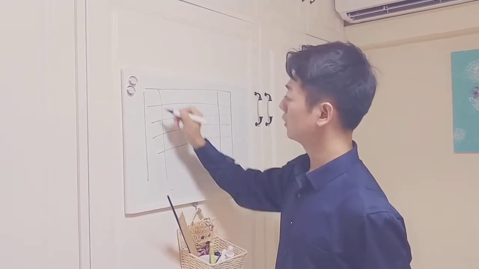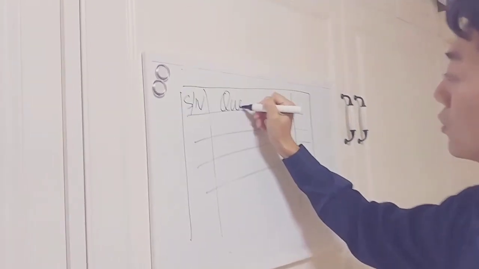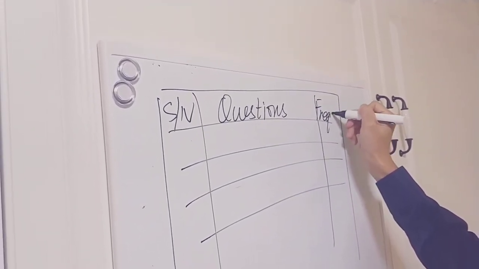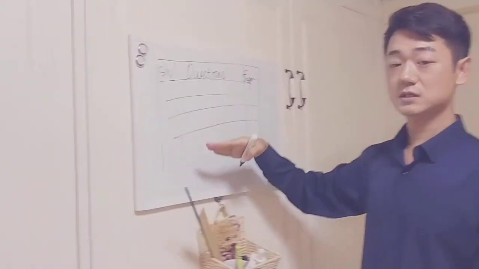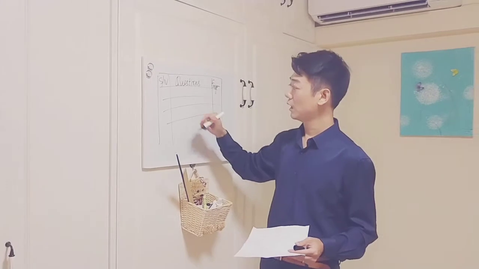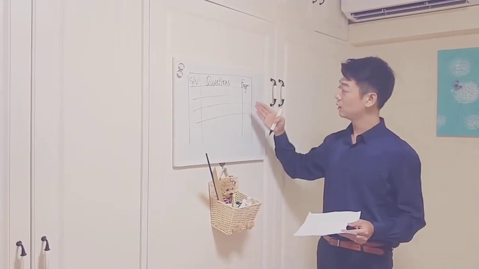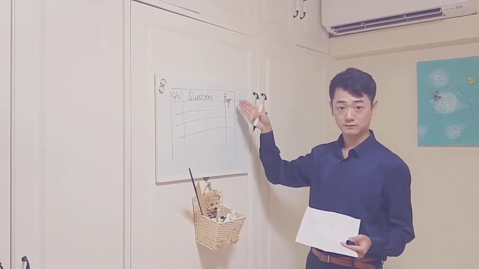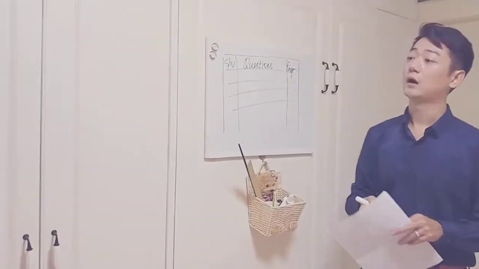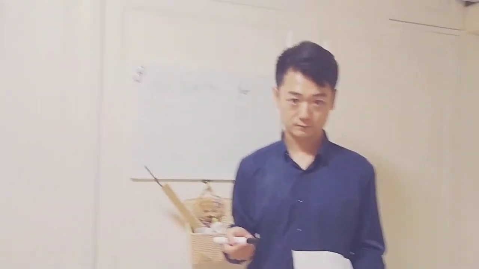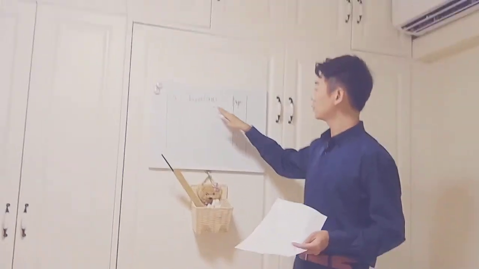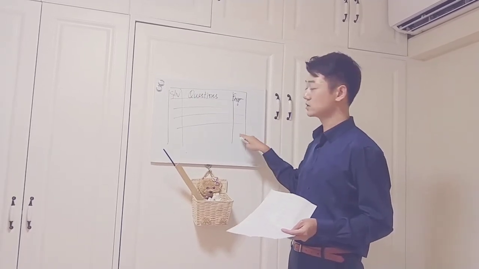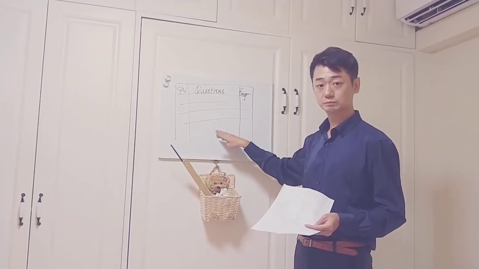Three columns: sequence number, questions, and frequency. The rows depend on how many questions you have. After you have recorded all the questions, because it's an Excel file, you can rearrange the sequence by the frequency. Frequency means how many students are asking the same question. The same question with the highest frequency will stay at the top. The question with the lowest frequency will stay below, at the bottom.